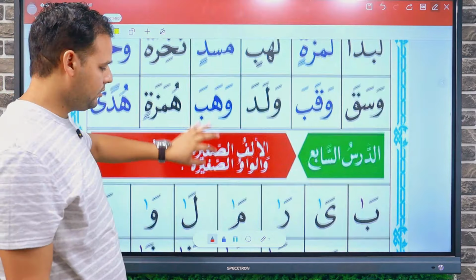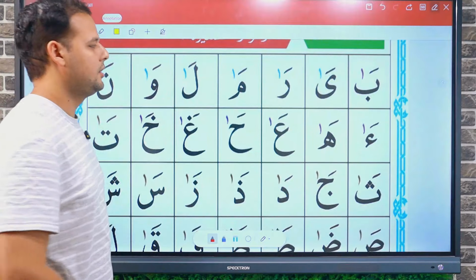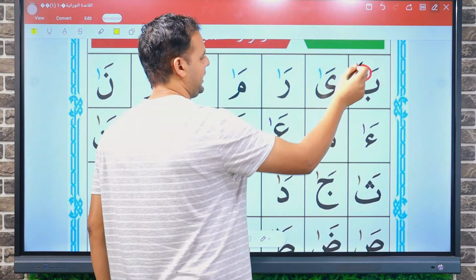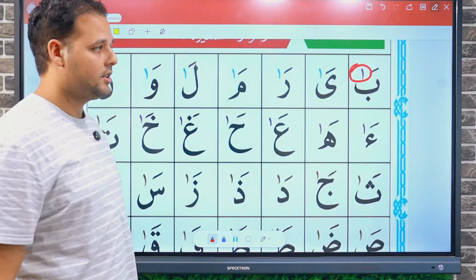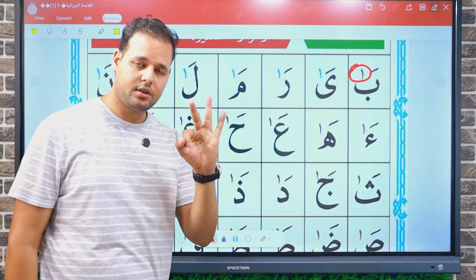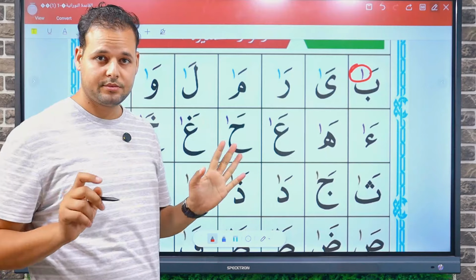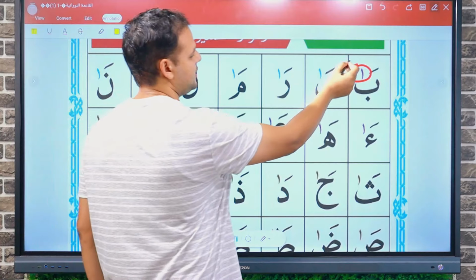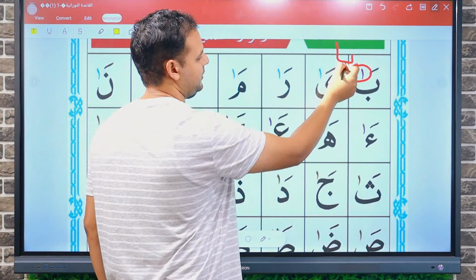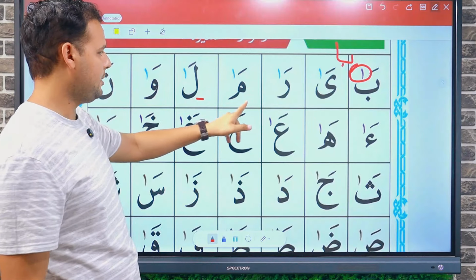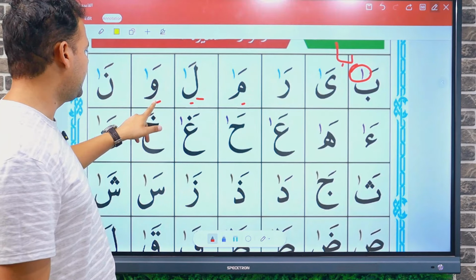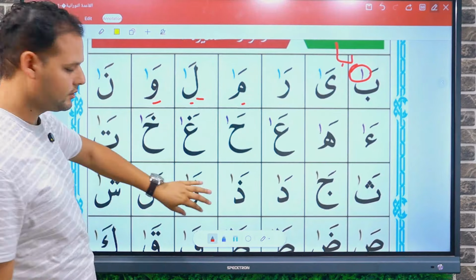Okay, and now that's another rule. You see this one? That's a. Okay, it's a small a. We can have three letters that are small. Small a, small wa, small ya. That's it. So it is as if you are writing it like that. Ba'a. Okay? Ya'a. Ra'a. If you're going to read, it's going to be ma, la, wa, na.